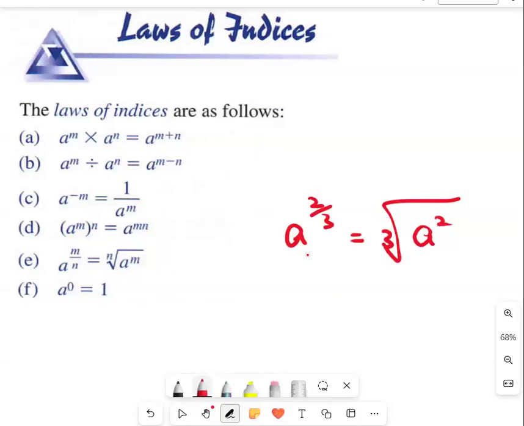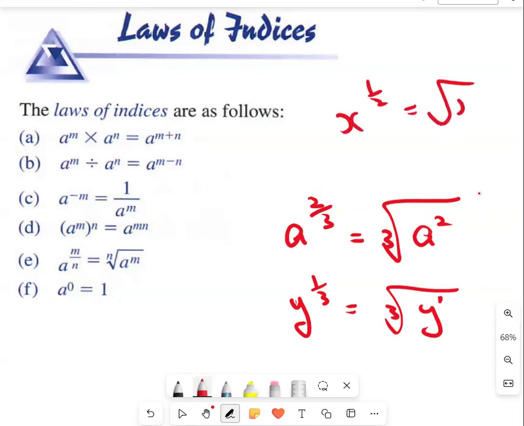And let's do another one here. You have y to the 1/3. What that simply means is the cube root of y. You don't have to put y to the 1. Y to the 1 is the same as y. That's why, okay, you have x to the half. What that means is the square root of x. Right? No need to put the power 1 up here. No need to put it there.